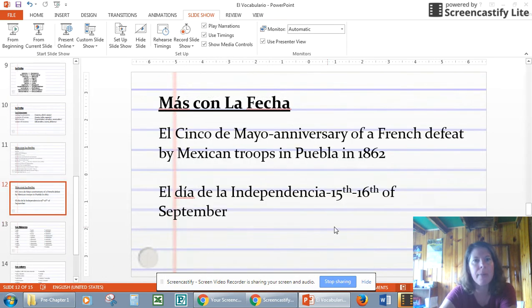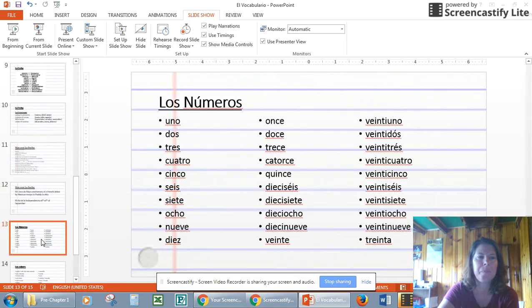Okay, so then, más con la fecha. Couple dates just to note. El 5 de Mayo, that's actually the anniversary of a French defeat by Mexican troops in Puebla in 1862. A lot of people say that's Independence Day. Well, it was a very important victory for the Mexican people, but it wasn't actually when they got their independence. El Día de la Independencia, celebrated around the 15th, 16th of September when they actually were independent. But Cinco de Mayo was an important battle. It was like the turning point for them.